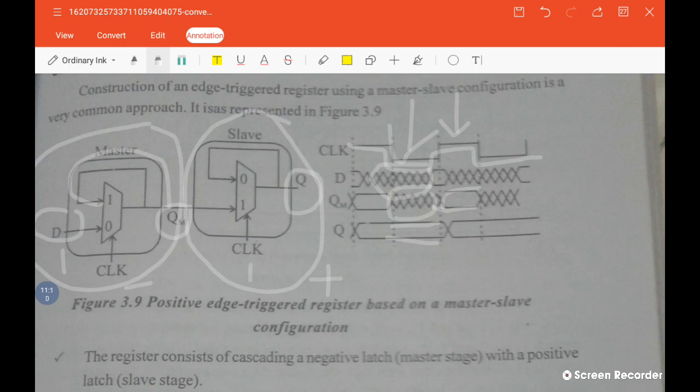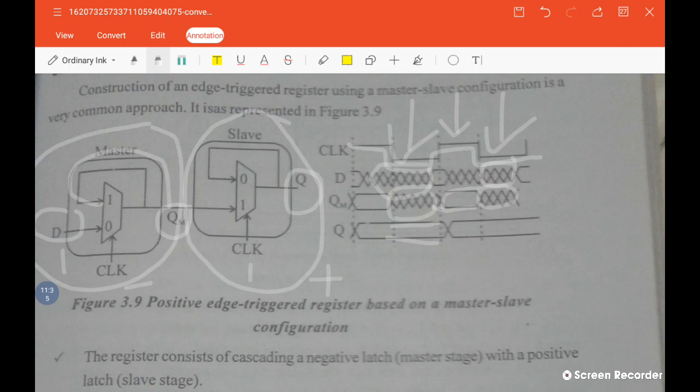And then you see the operation in the next low clock cycle. Whenever the clock is low again, at that time what will happen? So you just see the master latch. When the clock is low, the master's work is to copy the data D. So here is the data D. So that data will be copied to QM. Yes. So QM is having the same pattern as data D.